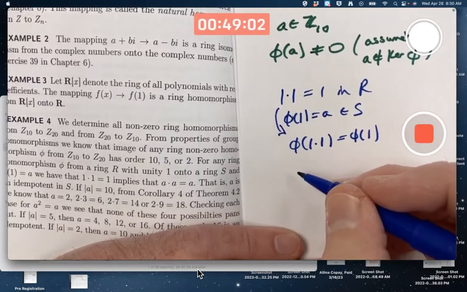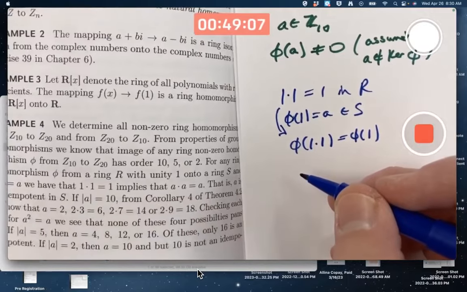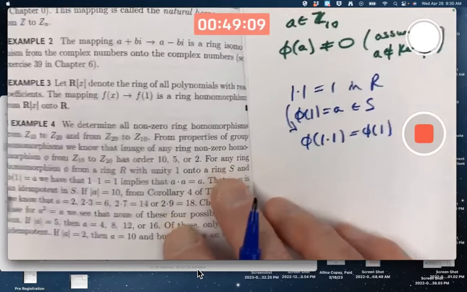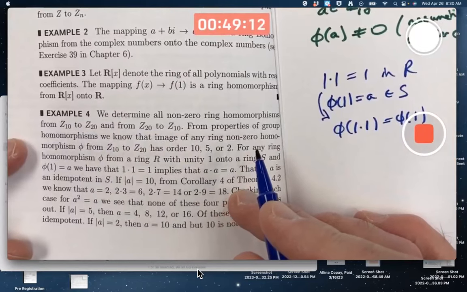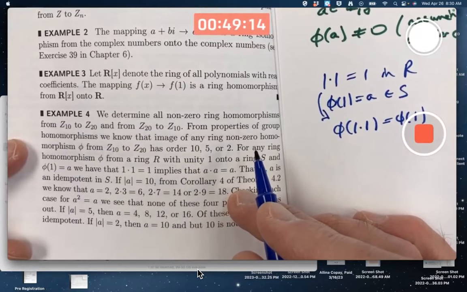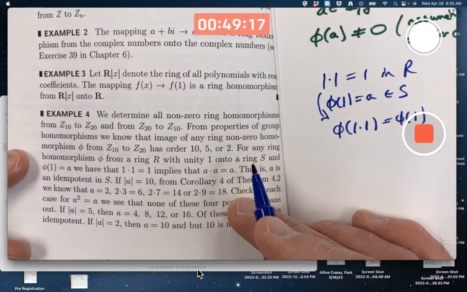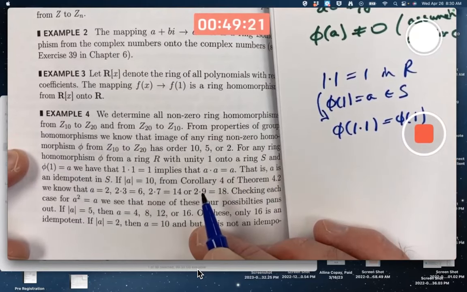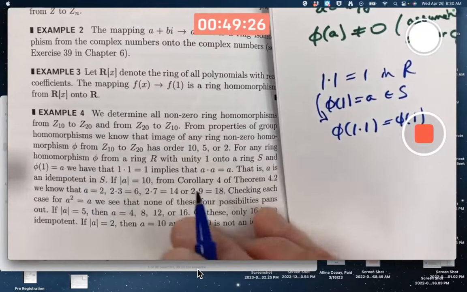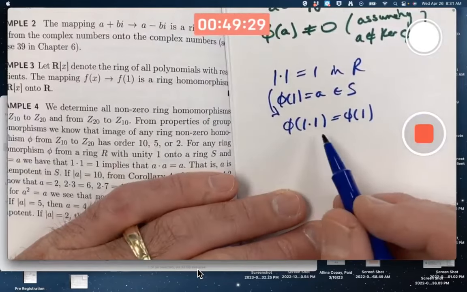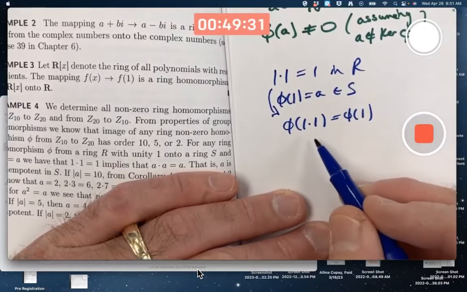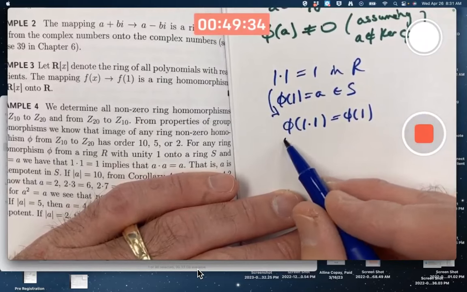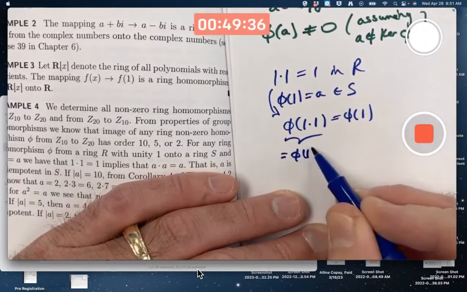Use the fact that phi is operation preserving with respect to multiplication. In the previous sentence, we were only using group homomorphism properties. Here in the next sentence, we are talking about multiplication. We are thinking about the ring homomorphism properties, operation preserving with respect to multiplication as well as addition. Phi of 1 times 1, since phi is operation preserving with respect to multiplication, this must equal phi of 1 times phi of 1.